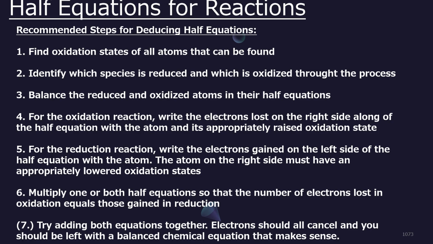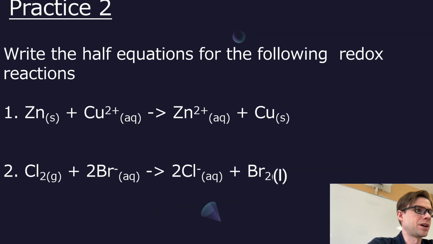Okay, so we'll look at some very complicated questions to do with this later in Reactivity 3, but for now we're just going to look at the most simple types because the hydrogen fuel cell is not that complicated. We don't need to get deep into this yet. So practice: write the half equations for the following redox reactions. Zinc solid plus copper 2+ aqueous goes to zinc 2+ aqueous plus copper solid. Quite easy if you know what you're doing.